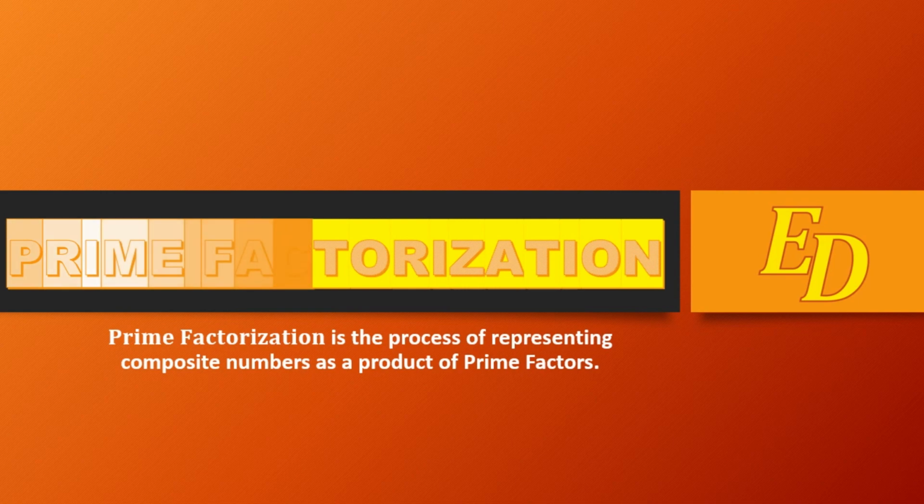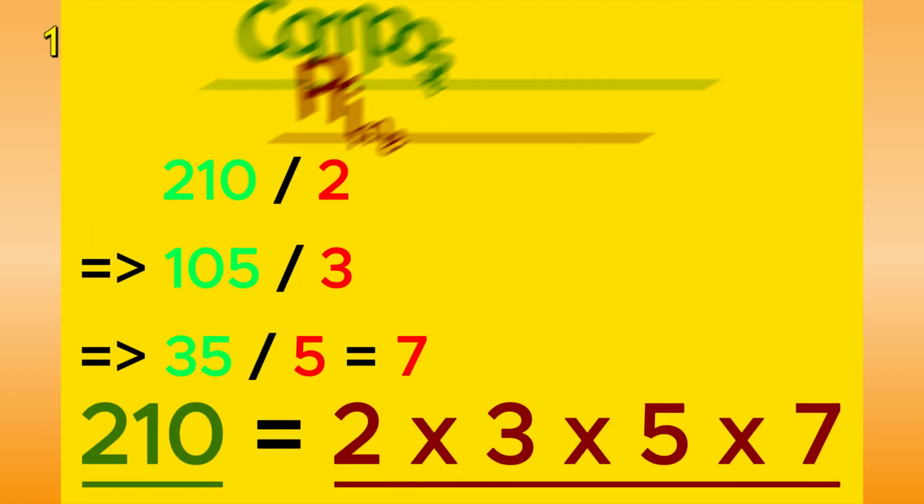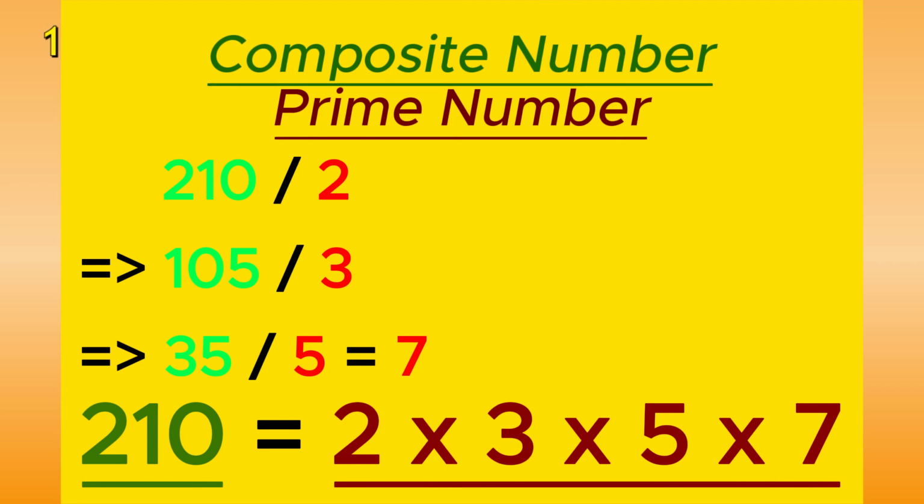Prime factorization is the process of representing composite numbers as a product of prime factors. A prime factor is a factor that is a prime number. Prime factorization might sound intimidating or complex, but trust me, it is really easy. All you have to do is divide a certain composite number by prime numbers until the number can't be broken down any further, starting from the first prime number and then going upwards until the process is complete.